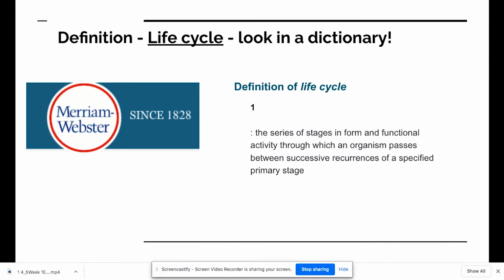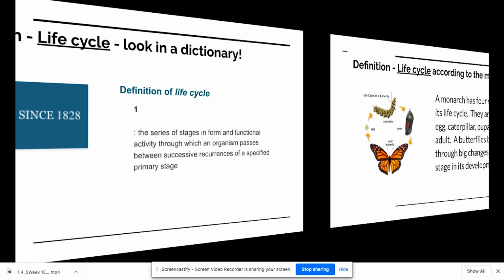You could look it up in a dictionary, like Merriam-Webster. In this case, it says, a life cycle is the series of stages in form and functional activity through which an organism passes between successive recurrences and a specified primary stage. Ugh, that was a mouthful. Where else could we find information?